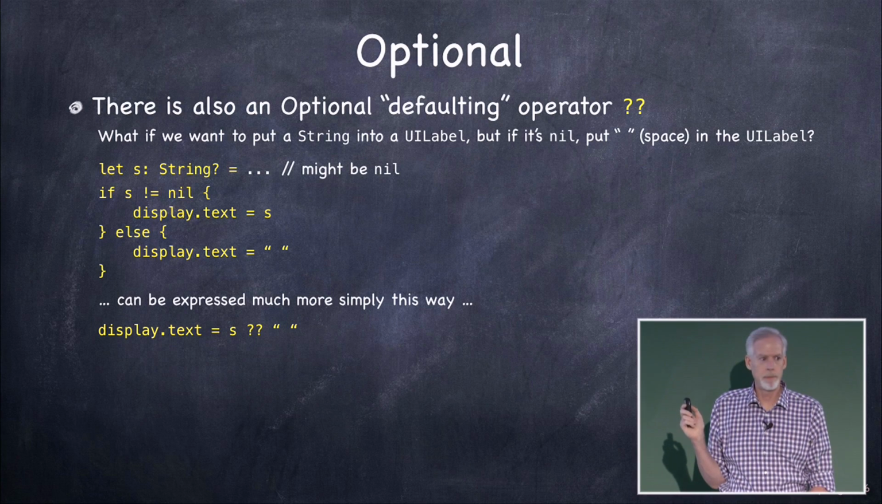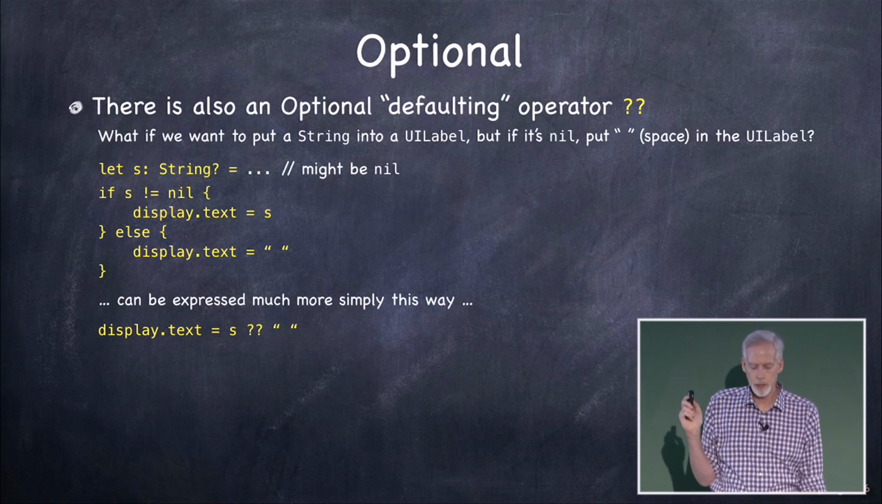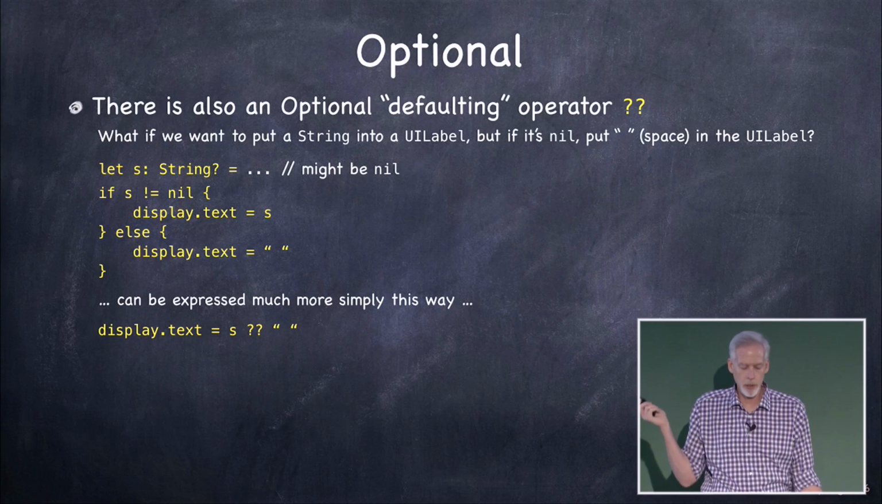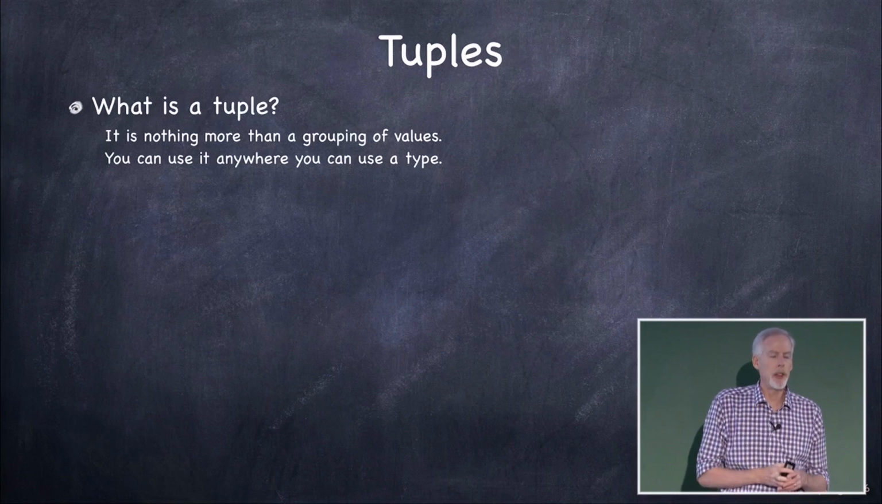Got that? Everyone understand? I don't see any nodding heads on that one. Make sense? Okay. So this is, again, just a simple way to have a default value in case an optional is nil.